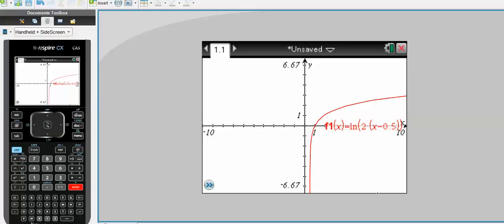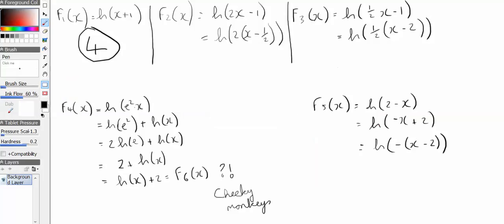Alright, F3, we're going to do the same again, and we'll just talk about what we do. So we factorise it, we take this half to the outside of a bracket, half bracket x minus 2, because if I expanded this I'd get back to this. And as long as it's in this form, then I know it's going to be a horizontal stretch scale factor 2. So that's going to take the graph and stretch it. So instead of going through at 1, it's now going to go through at 2.